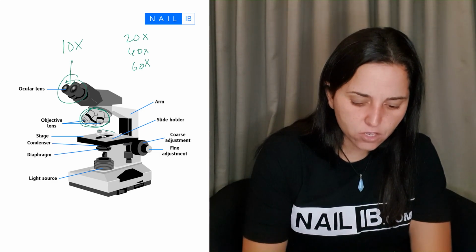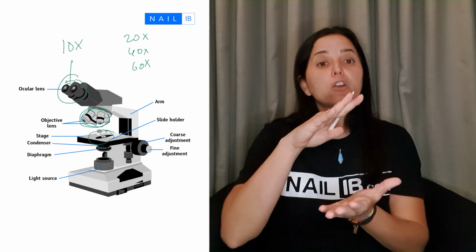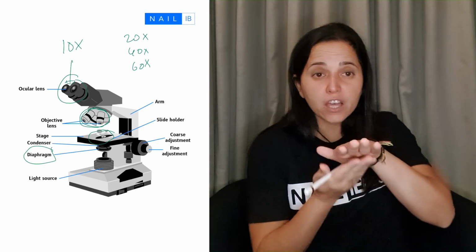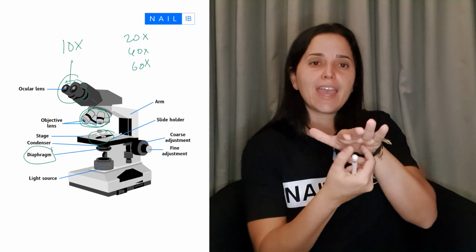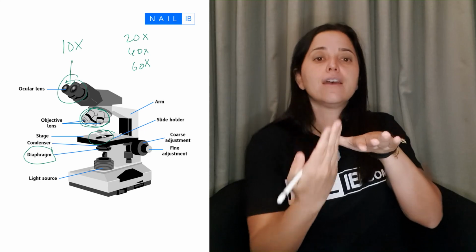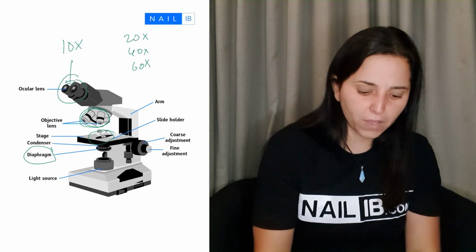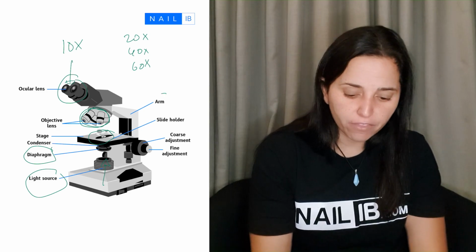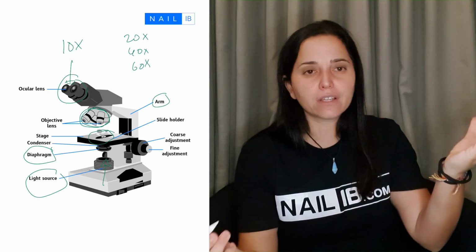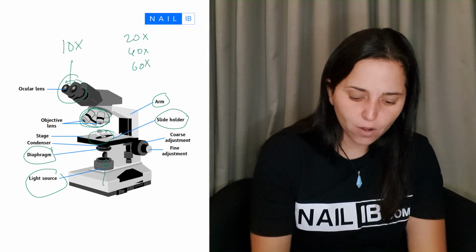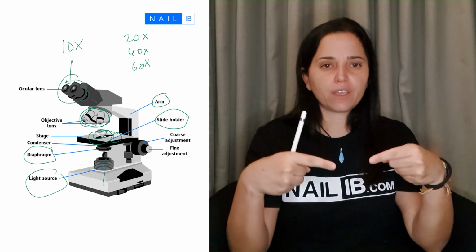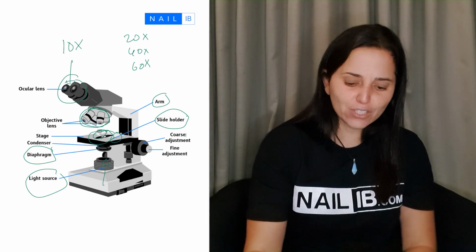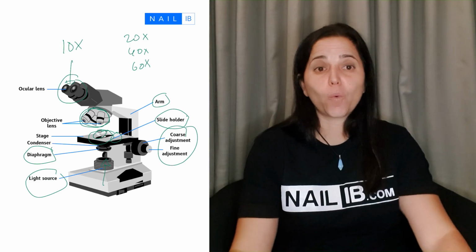Then you have the stage and the condensers, which is where you're going to put the slide in order to see it. You have the diaphragm, which is right under the stage, where you can turn it and it makes the light come in stronger or lighter because the light source is right under it, bringing the light up. You have the arm to hold the microscope. You have the slide holder, which are these little clips here that move like this in order to hold the slide firm.